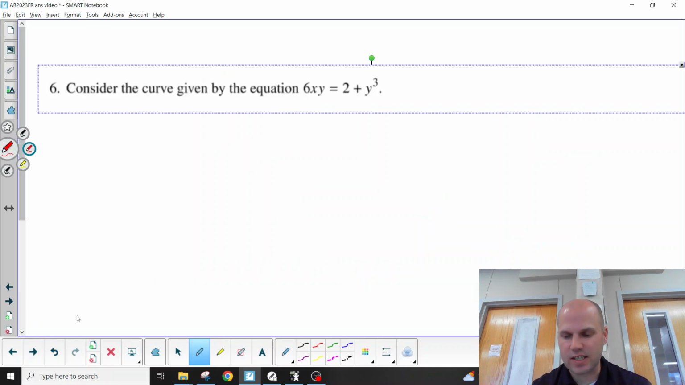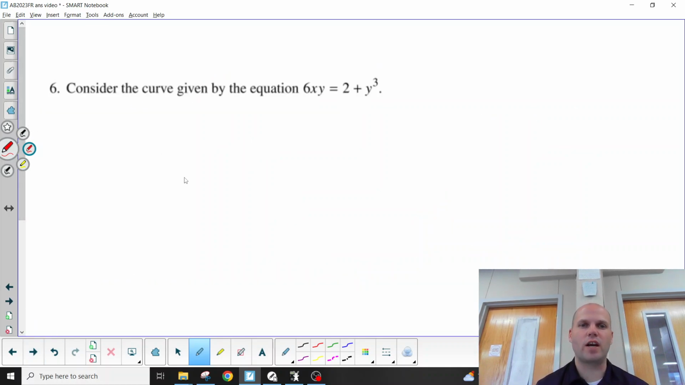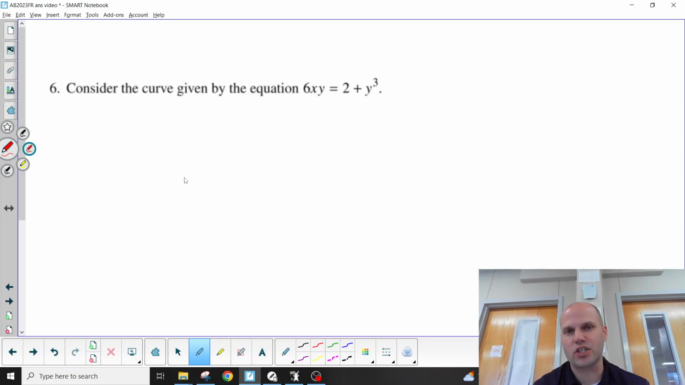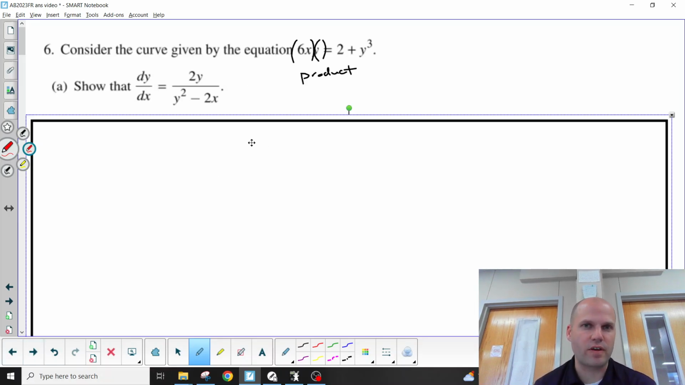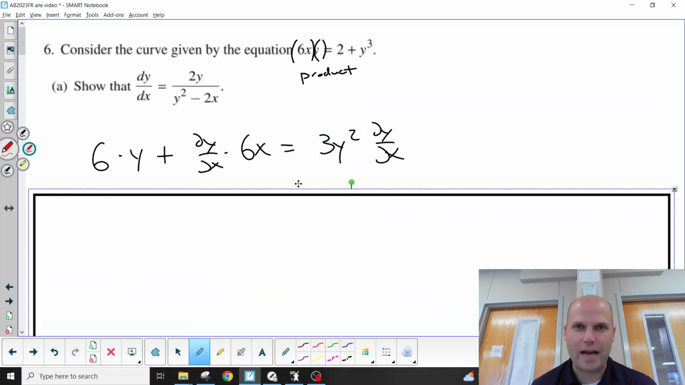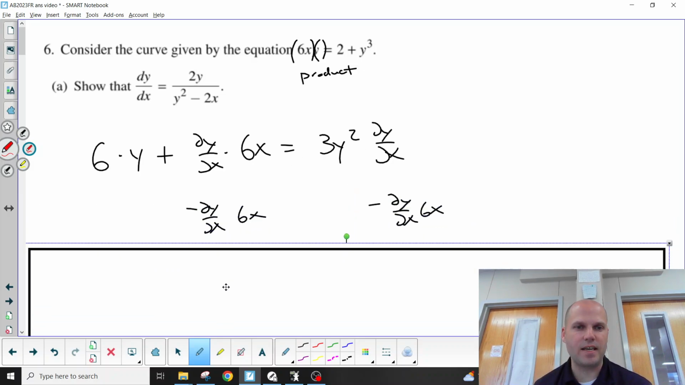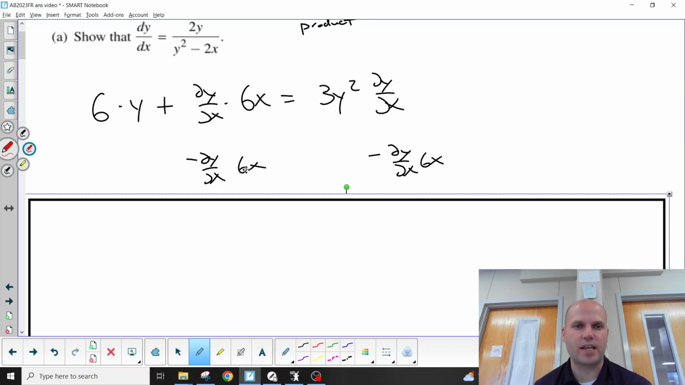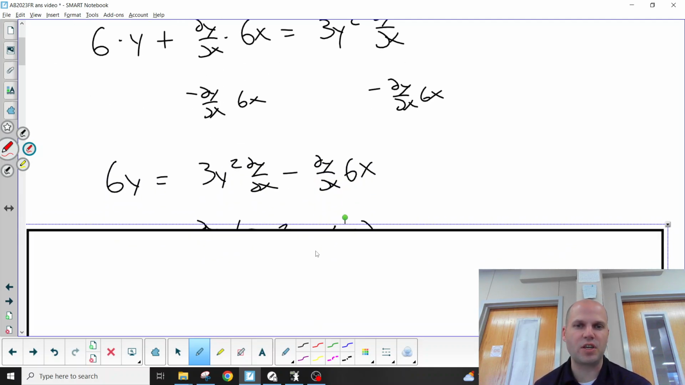Going to question 6. If you were in my class, you were ready for this. This is the exact same as question number 6 on our practice test. You should have been ready for this. Part A, show that the derivative's that. You should have been ready for the product rule. We practice this. Every time you take the derivative of y, you need a dy dx. I'm going to subtract the dy dx 6x, subtract it from both sides. Factor out the dy dx.